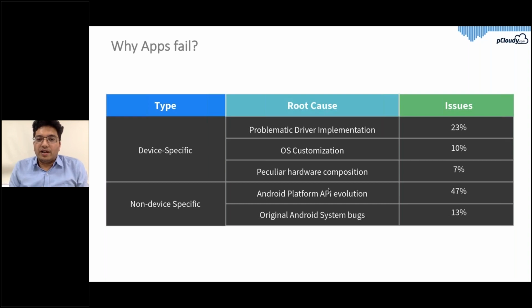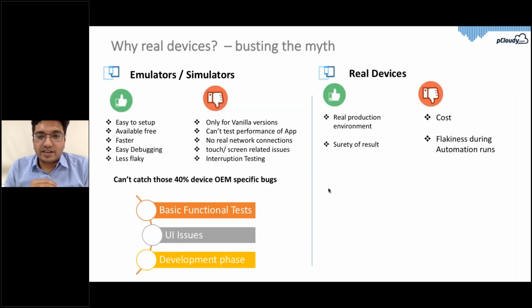So if you look at the overall data, it clearly shows that the number of issues that happen because of fragmentation issues are quite significant, and we can't look away from these fragmentation issues. So having said that, having established the fact that fragmentation is a key issue, I often get this question, why real devices? Whatever testing that needs to be done, we can do it on emulator simulators. And that's where I think there's a myth that exists that emulator simulators are enough for testing.